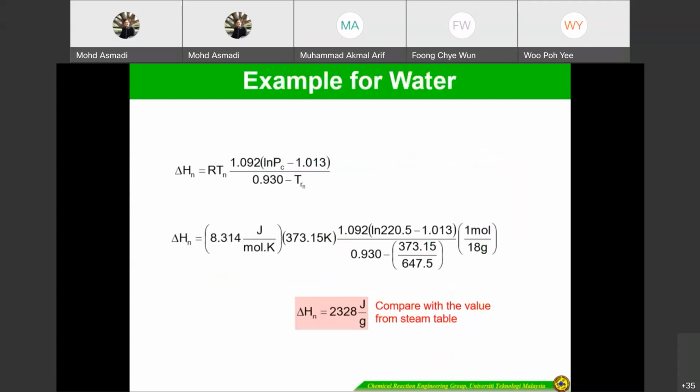For example, for water, Tn is 100 degrees C, right? PC is 220. This is the critical pressure, of course, it's 220. Then Trn, just divide, and 1 minus with 1.013, so you can get 2328. So you can compare with the steam table. It's almost similar, this one 2328.